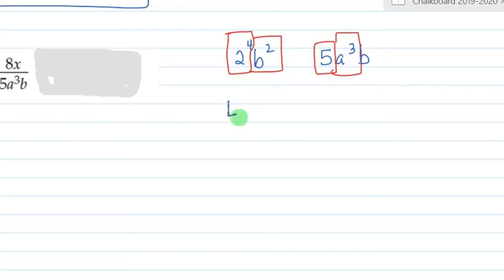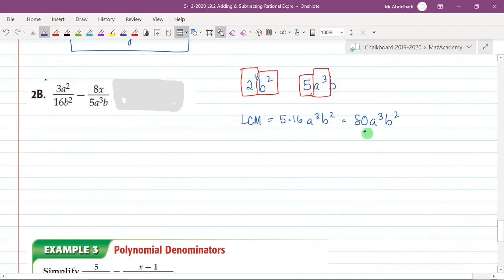So what's my least common multiple? It's 5 times 2 to the 4th, which is 16. So 5 times 16, and then you have a to the third b squared. 5 times 16 is 80, a to the third b to the second power. Okay? That's going to be our least common multiple and our common denominator for these two fractions.